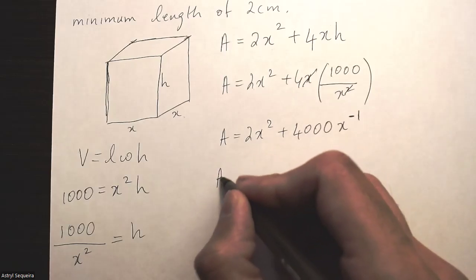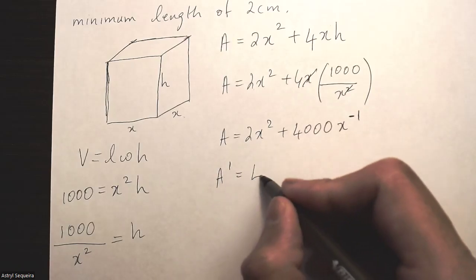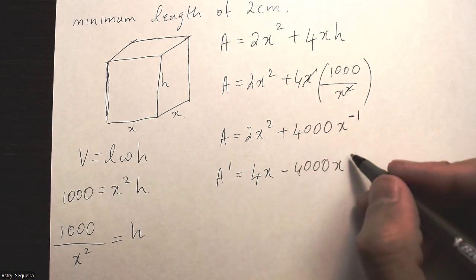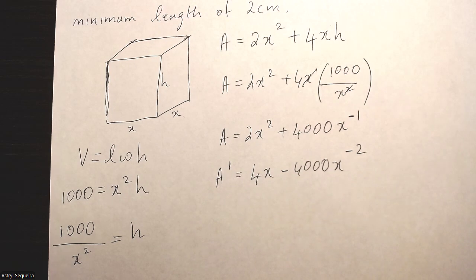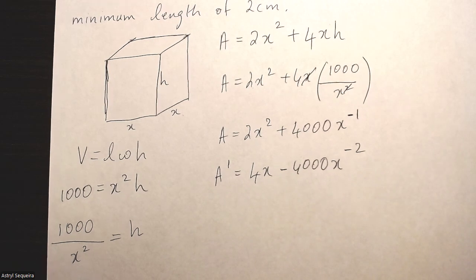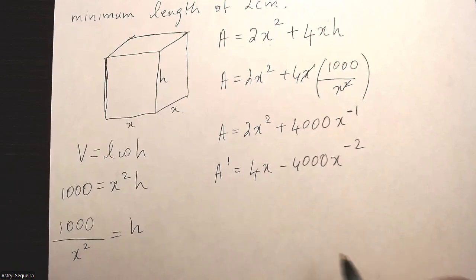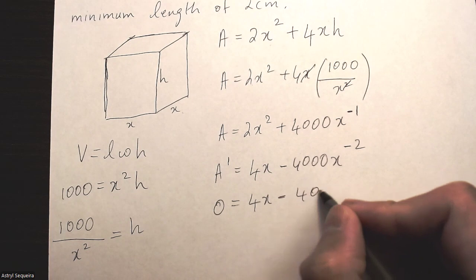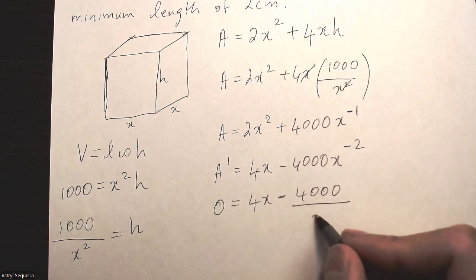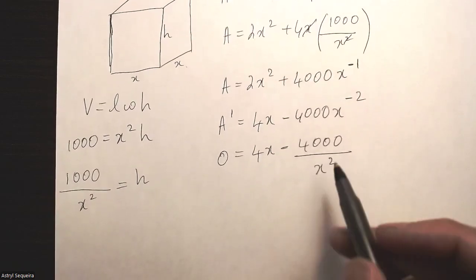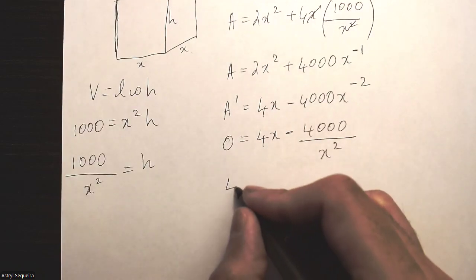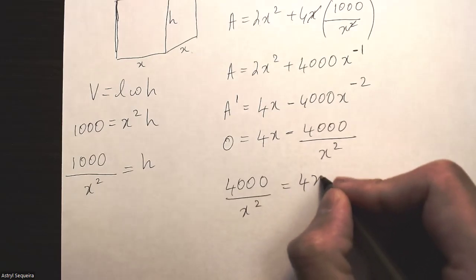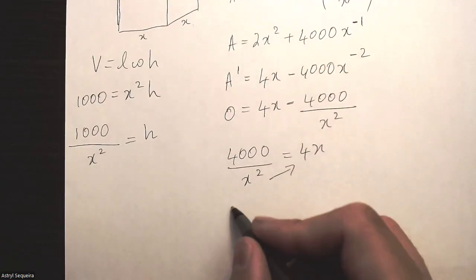Now I can derive this equation. So A prime is just 4x minus 4000 x to the -2. Then I just need to make this equal to 0 and solve to find my critical point. So I'm going to make this equal to 0. And over here, I'm going to move the negative exponent to the bottom so that it's easier to solve. I'm going to move this entire term to this side and make it positive. I'll cross multiply the x squared.